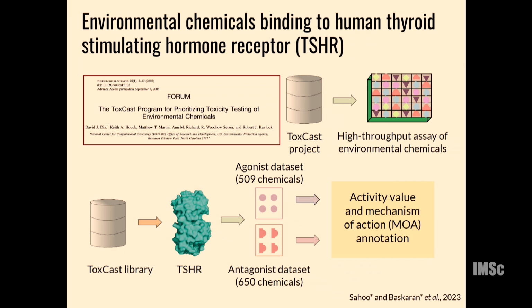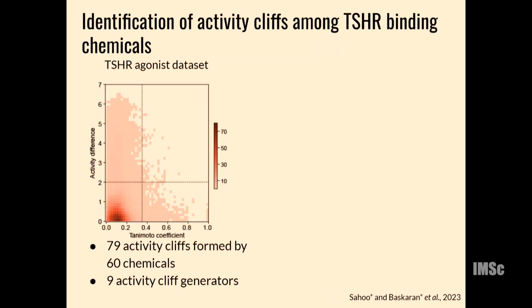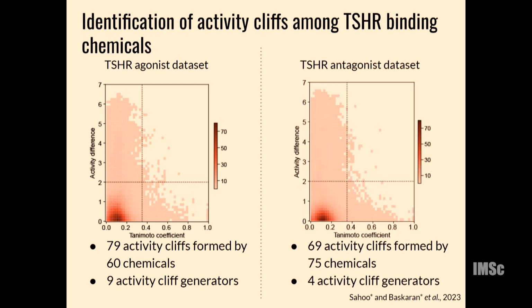And for these chemicals we have compiled the activity value reported in ToxCast, and also the mechanism of action annotation, that is whether this particular chemical is active in the agonist assay, active in the antagonist assay, and so on. So with this, the first obvious thing that we did is we used this SAS map approach and identified activity cliffs both for the agonist and antagonist data sets, and also activity cliff generators.